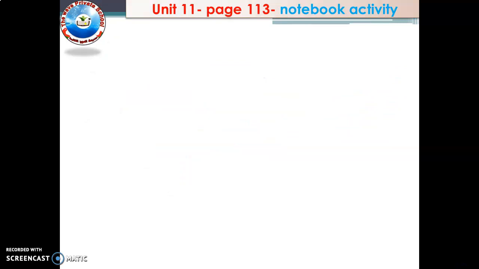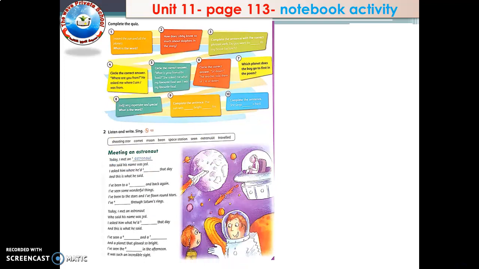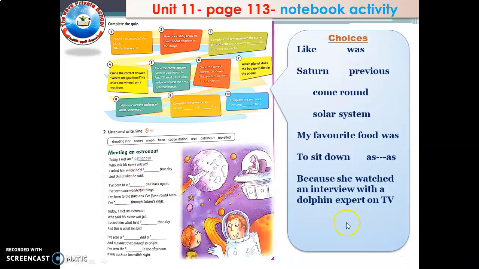So in unit 11, page 113 is actually a notebook activity, since activity 1 is a bit long for some of the answers. So I suggest you do the activity in your notebook. And here are actually the choices. It's easy to answer. All you have to do is write first a question in your notebook and choose which one here is the answer. And some of the sentences should be completed also with the words or phrases from here.